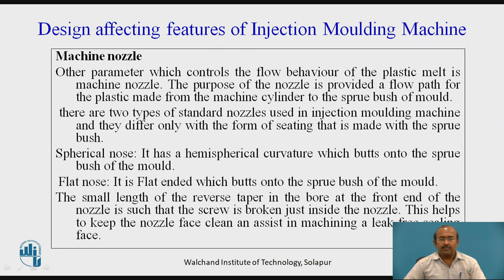Machine nozzle. Another parameter which controls the flow behavior of the plastic melt is the machine nozzle. The purpose of the nozzle is to provide a flow path for the plastic melt from the machine cylinder to the sprue bush of the mold. There are two types of standard nozzles used in injection molding machines. Spherical nose: it has a hemispherical curvature which butts onto the sprue bush of the mold. Flat nose: it is flat ended and butts on the sprue bush of the mold.